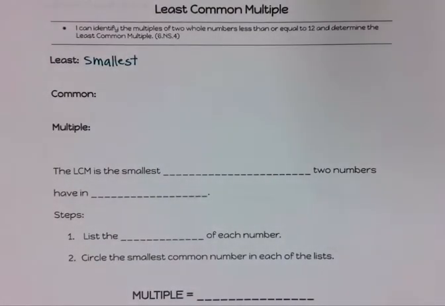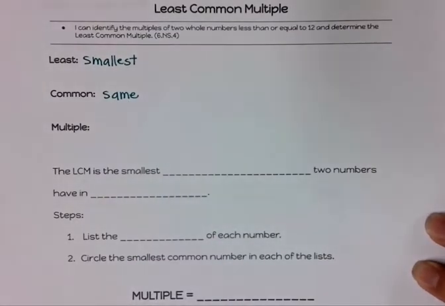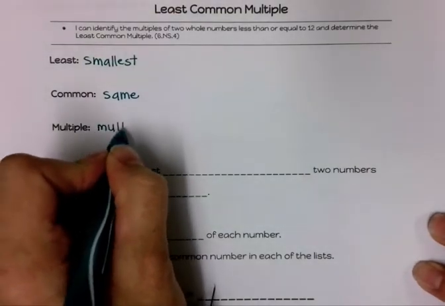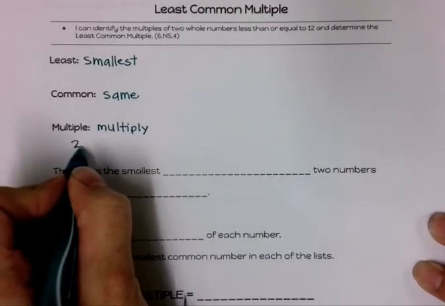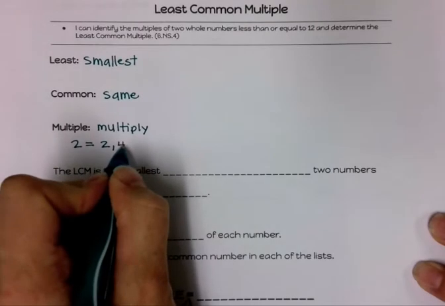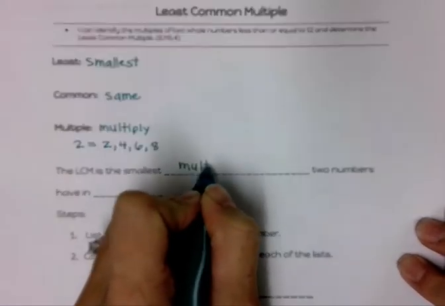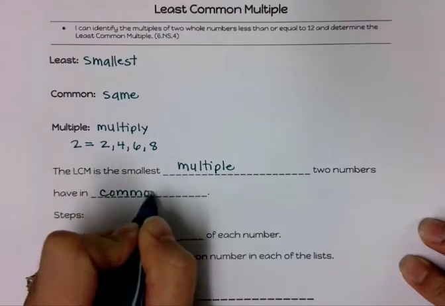Common is going to mean the same. And when I think multiple, I think that I need to multiply. So a multiple of 2, as an example, would be 2, 4, 6, 8. You list out the multiples of those numbers. So the LCM, or the least common multiple, is the smallest multiple two numbers have that is in common or the same.